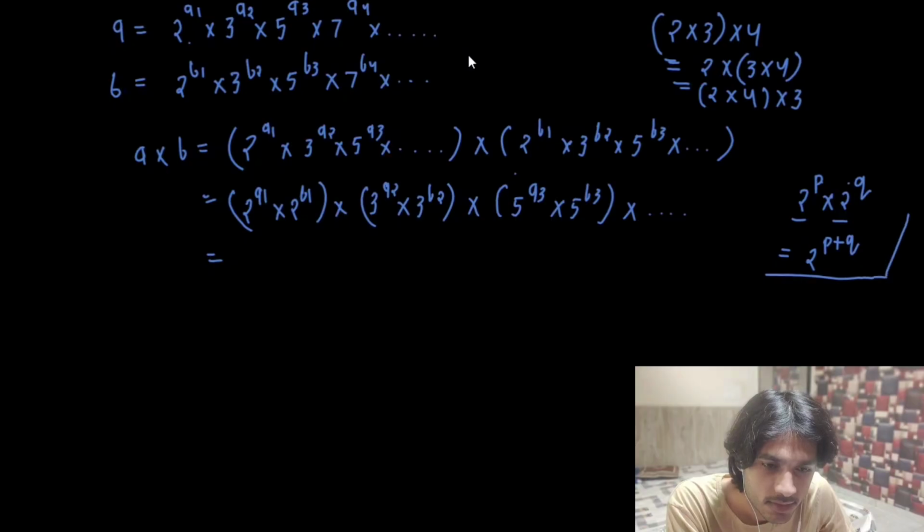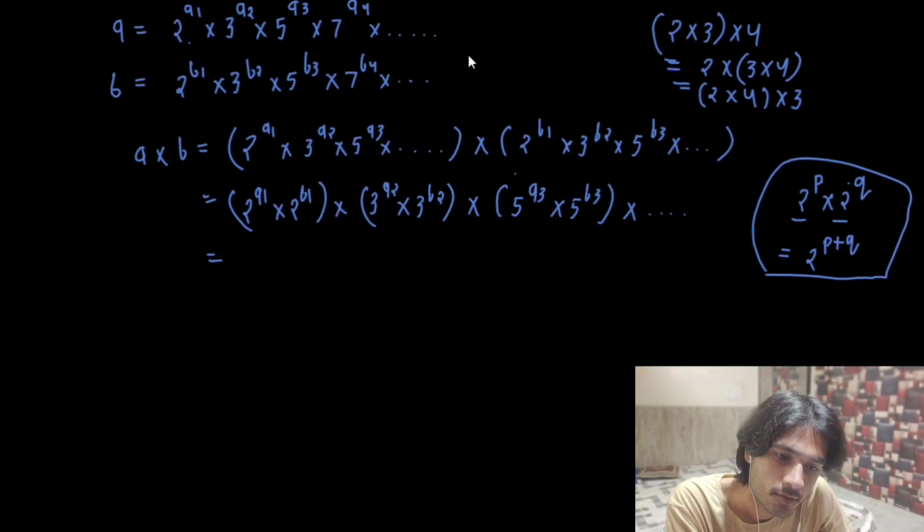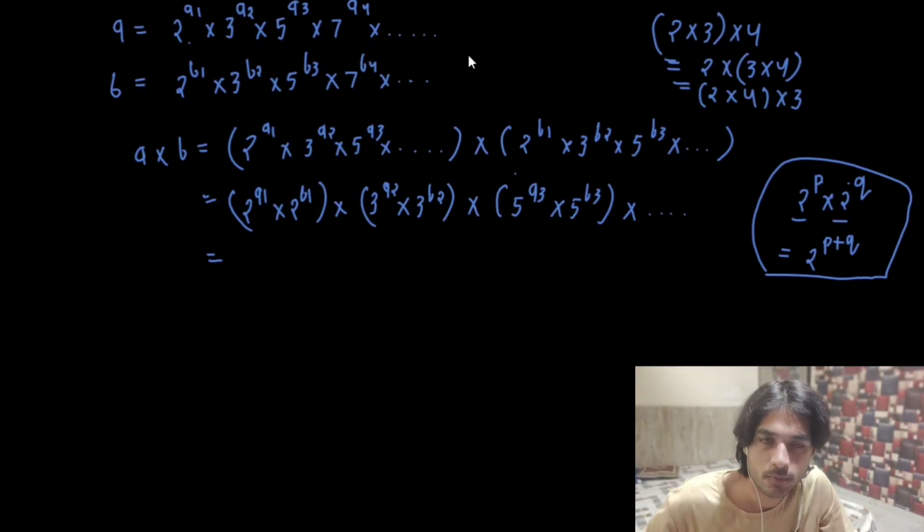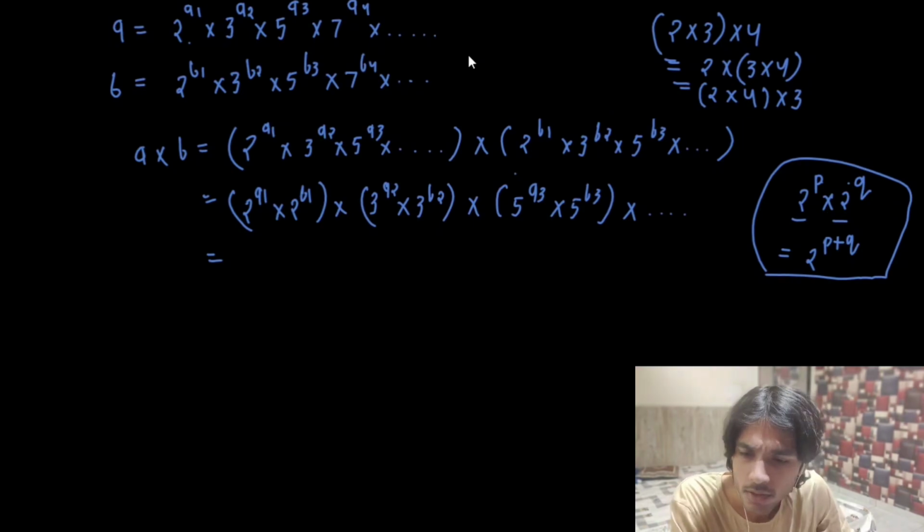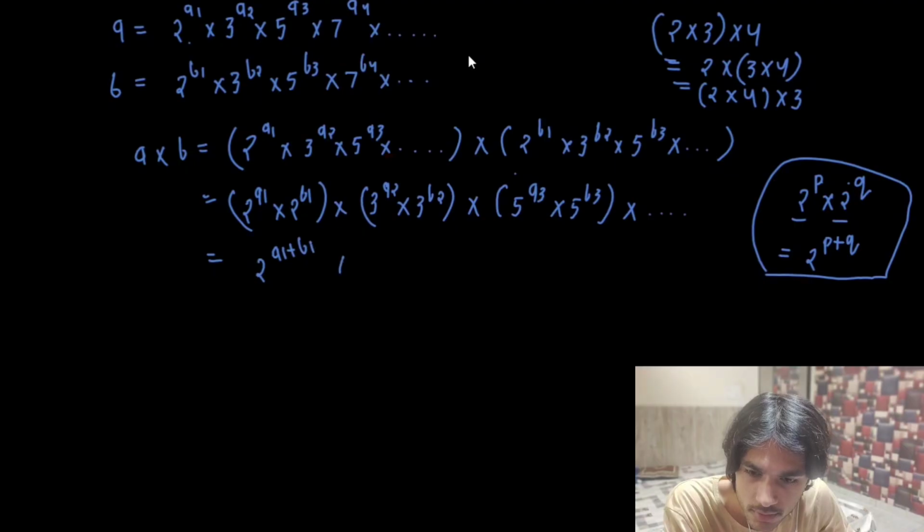So this is equal to 2 to the power p plus q. This is basically one of the rules: if both of the bases are equal, then when we are multiplying terms in the form of 2^p and 2^q, the powers get added. So here what I'm going to get is 2 to the power A1 plus B1 multiplied by 3 to the power A2 plus B2 multiplied by 5 to the power A3 plus B3, and it will go on.